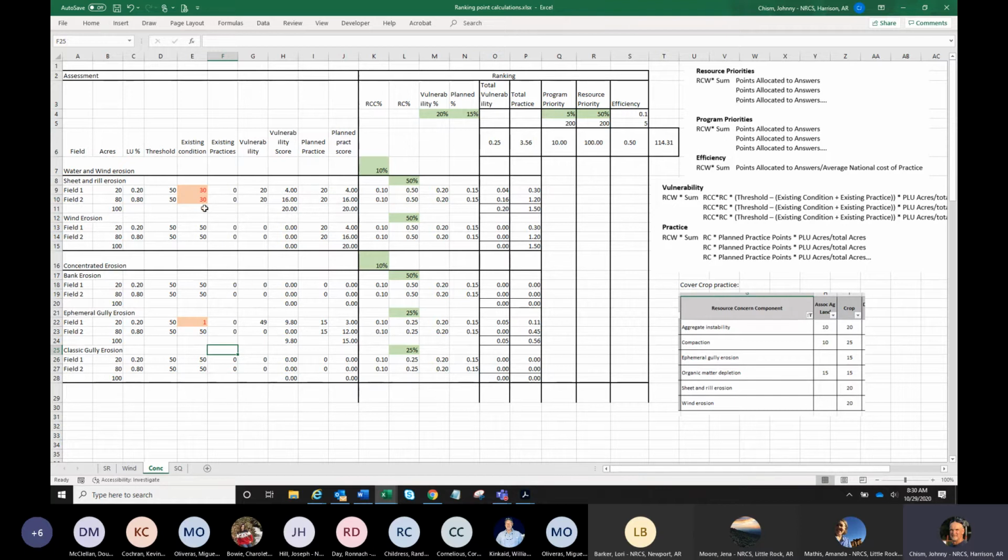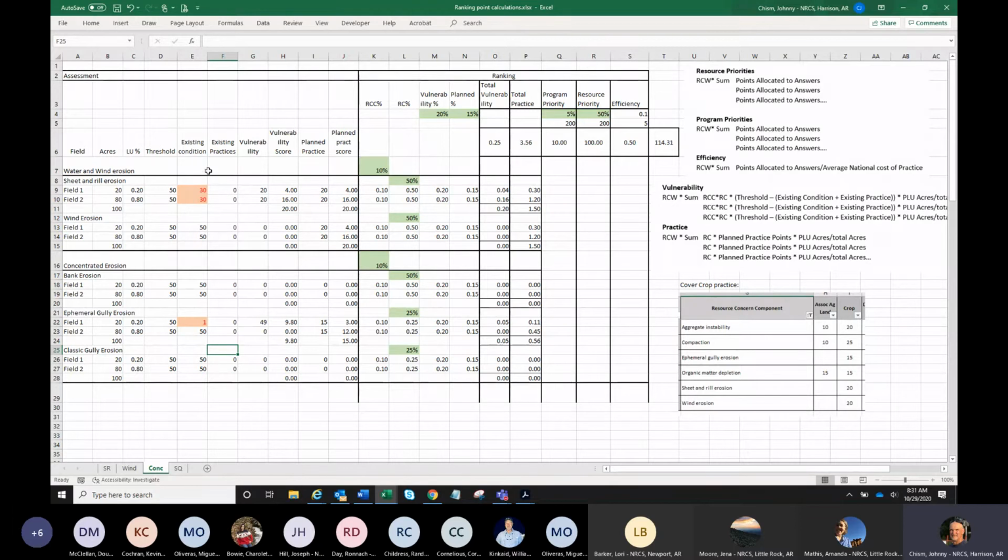They don't have to run RUSLE2. They would answer questions, for example, if there's a bank erosion problem, are the banks stable? Well, if they are, he probably gets 50 points. If they're not, he gets fewer points and there is a concern. So then that automatically calculates the vulnerability based on the difference between the threshold and the existing condition or existing practices.